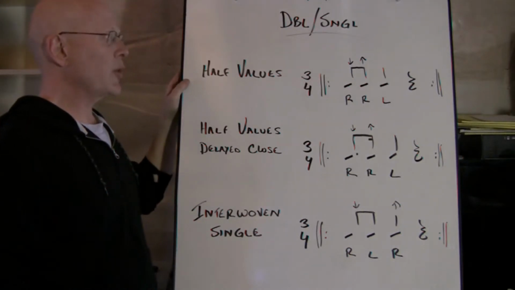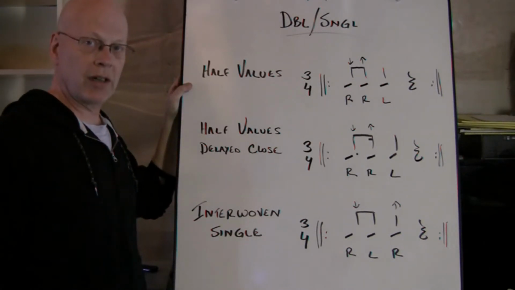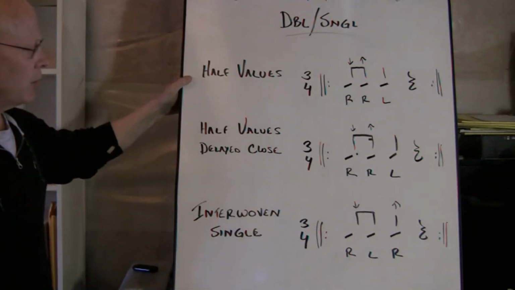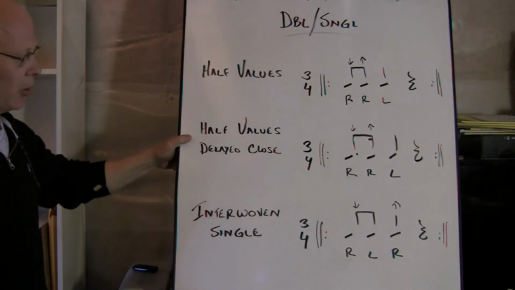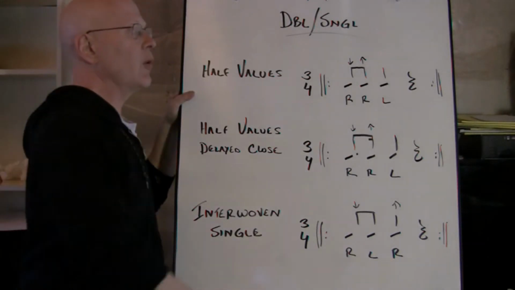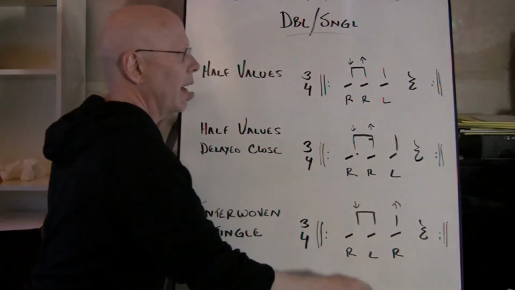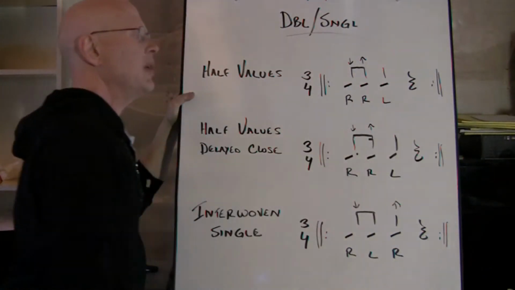Okay, here are those 3 double single patterns written out in 3/4 time. The half values double, the half values delayed close, and the interwoven single. I put them into 3/4 time by adding a quarter rest after the pattern and bracketing it with repeat signs.